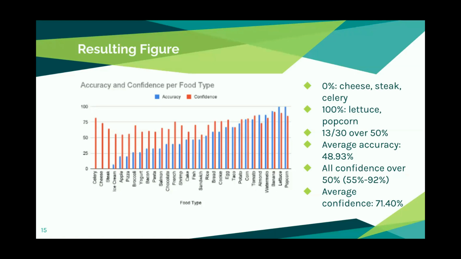For confidence, the lowest average confidence was that of an apple and a sandwich at 55% confidence, and the highest average confidence was that of a banana at 92%. Since all foods were over 50% confidence, we consider them sufficiently confident in all their predictions. And the average confidence between all 30 foods was 71.4%.